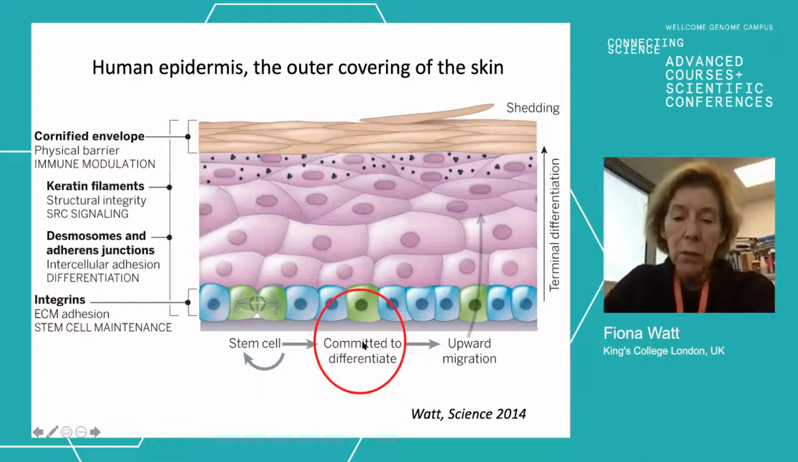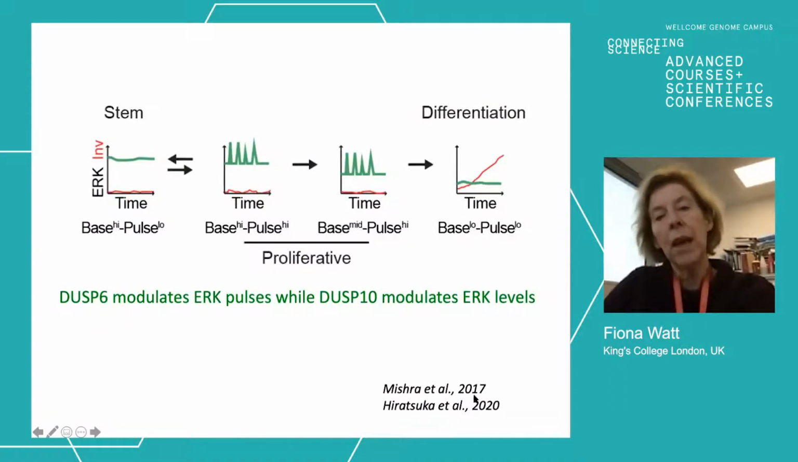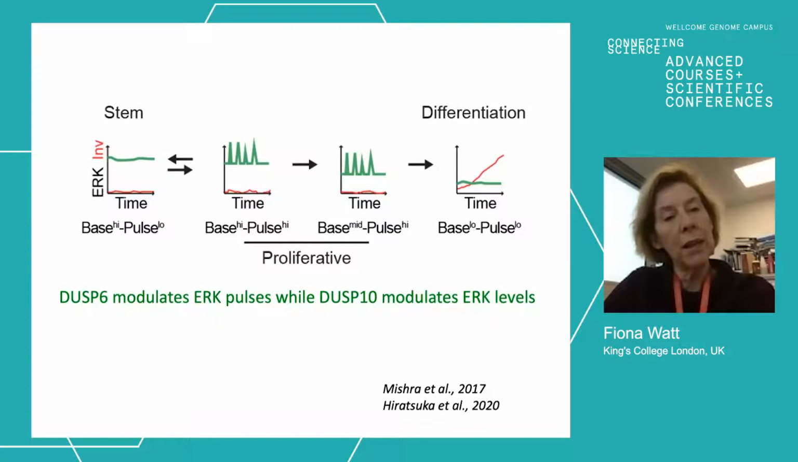And a lot of work, in particular led by Ajay Mishra, a former postdoc, and now by Toru Hiratsuka, a current postdoc in the lab, has led to this very dynamic model of what regulates the stem cell compartment. So we envisage a key pathway in regulating exit from the stem cell compartment as being the ERK MAP kinase signaling cascade. And in this schematic, you can see how we believe the system is working.